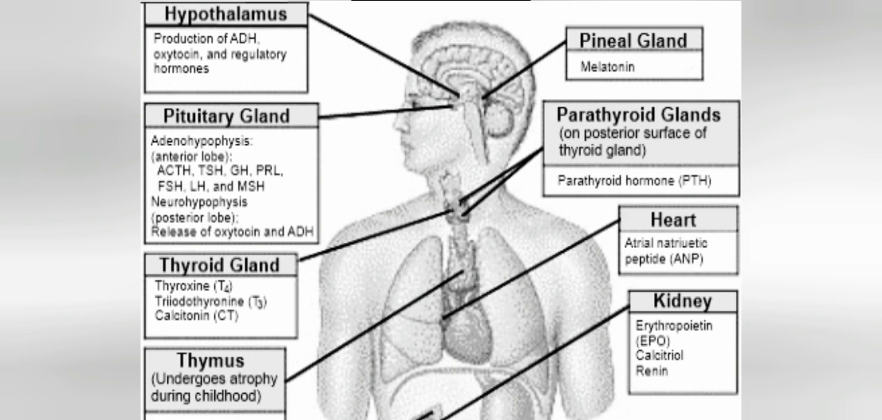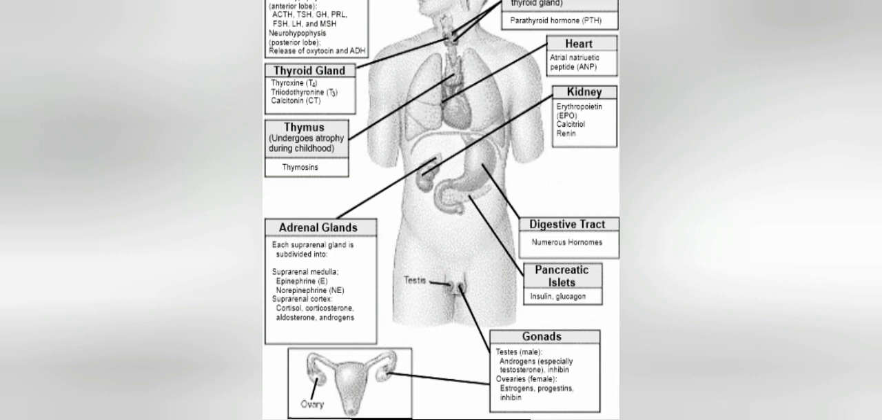So finally, these are different types of hormones which are secreted from different glands of the human endocrine system. At first the hypothalamus, then pineal gland, then pituitary gland. They have specific hormones, like parathyroid hormone. Thyroid gland secretes thyroxine. Then heart, then kidney, thymus gland, then adrenal gland, then digestive tract secrete many hormones. Then pancreatic gland, they secrete insulin and glucagon.